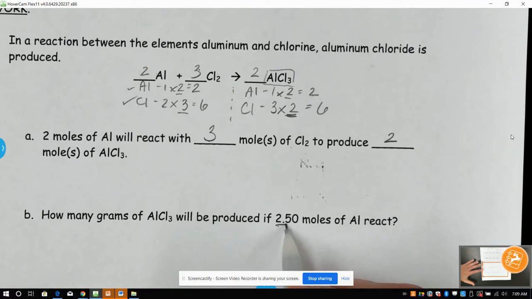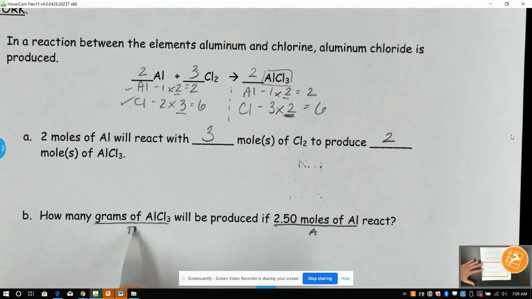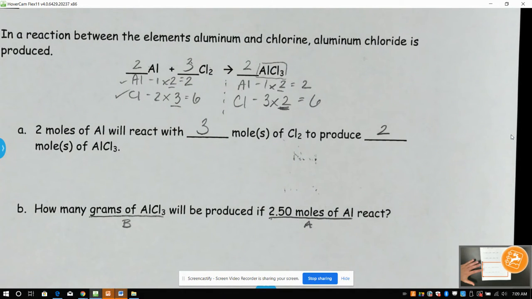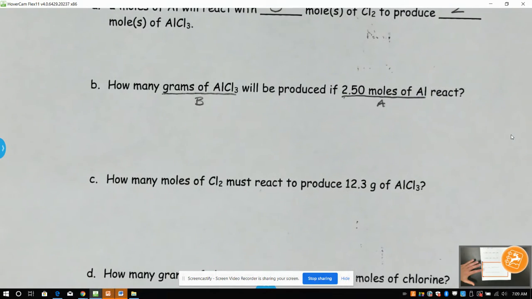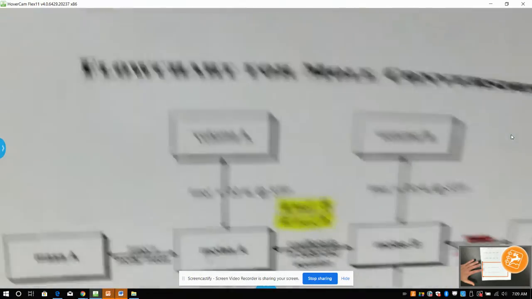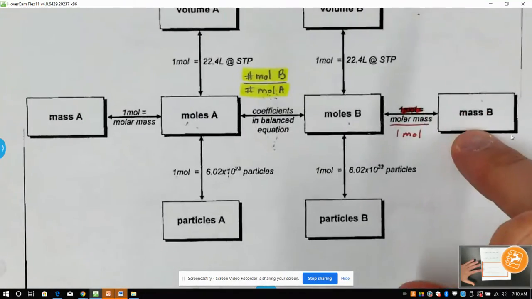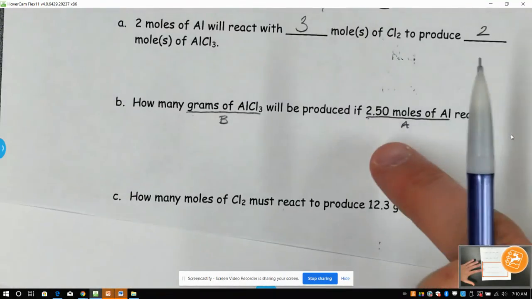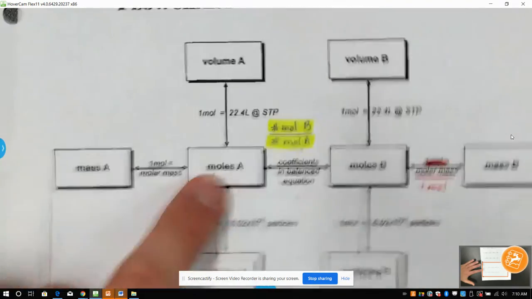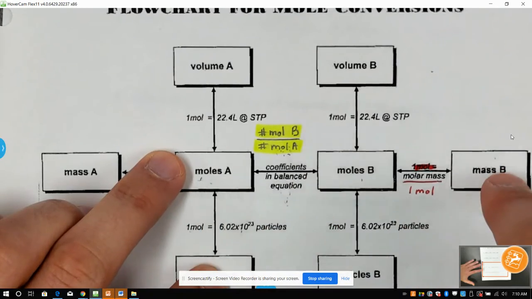So, same kind of thing. Underline what you're given. That's A. Underline what we're looking for. Grams. That's B. So from here, we're going to look at our mole map. We want to get to grams of B, which would be this over here. Where are we starting at? Moles of A. So we got to go from here to here to here.